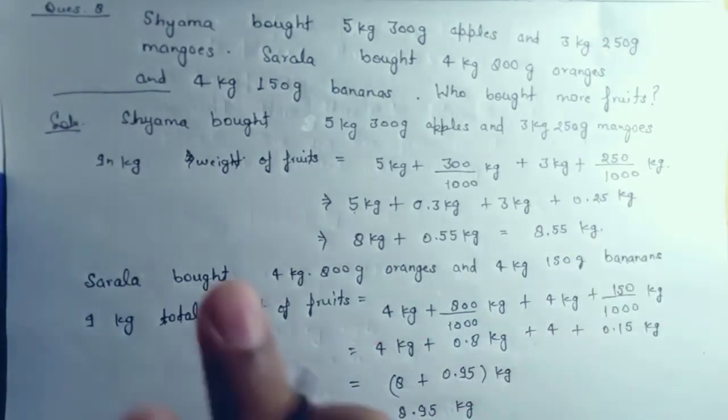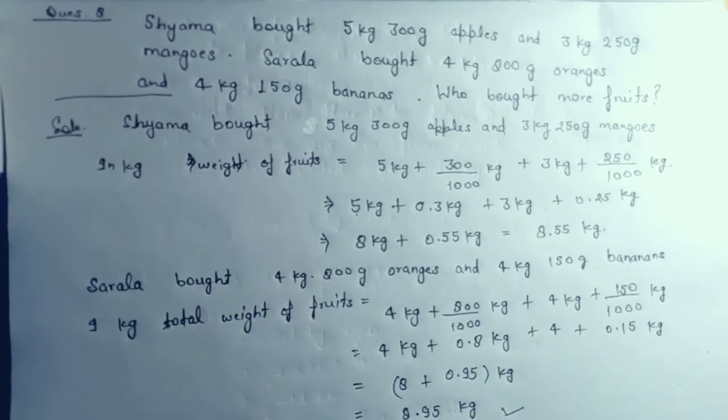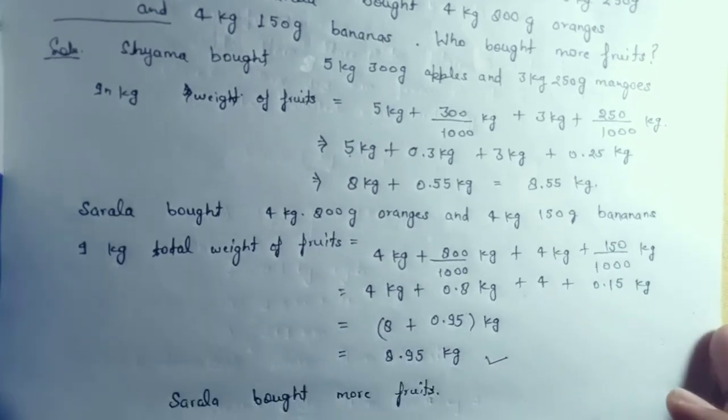And 8.55 kilogram is the weight of the fruits bought by Shyama. So which one is greater? This one. So you can say Sarla bought more fruits. Sarla bought more fruits.